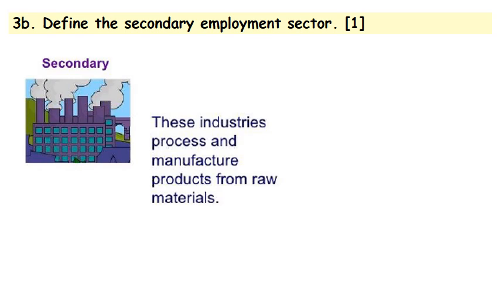Question 3b. Define the secondary employment sector, worth 1 mark. The definition of the secondary employment sector is: these industries process and manufacture products from raw materials. Your definition may be very similar but worded slightly different. At this point, even if you achieve the mark, please pause the video and write the exact definition in green pen for future reference.